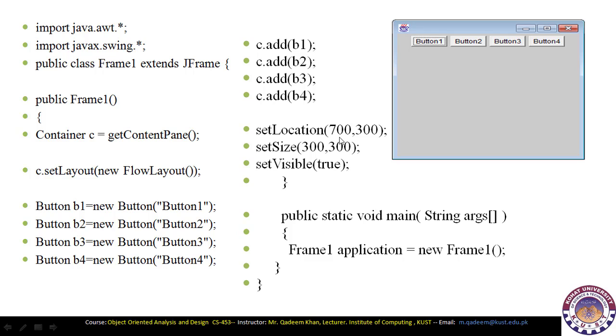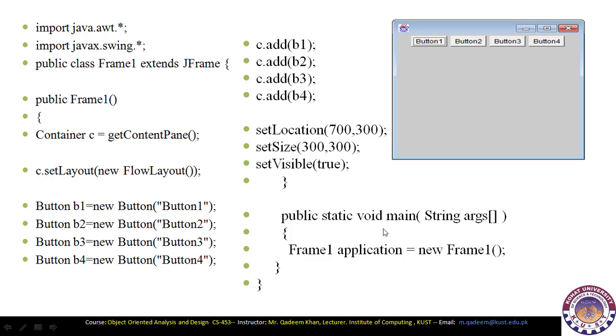setLocation(700, 300). So 700 and 300 will be the location of this window on the screen. So 700 on the x-axis and 300 on the y-axis. Then this defines the size of the window, about 300 towards the x-axis and 300 towards the y-axis. Now setVisible(true) shows that the window should be visible, that means the window should appear.